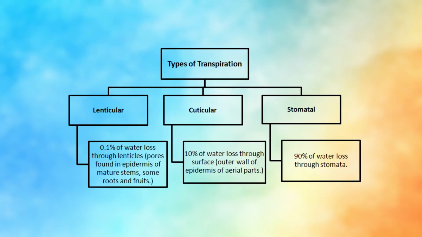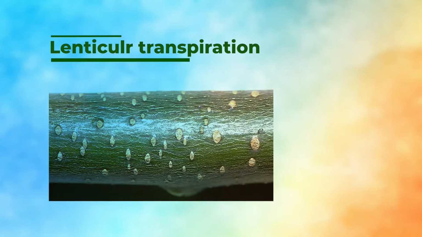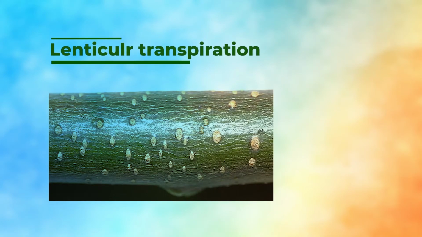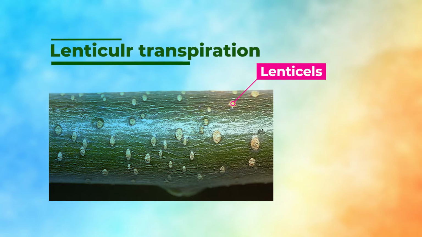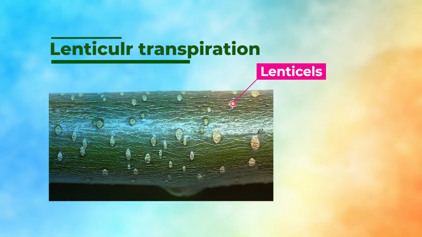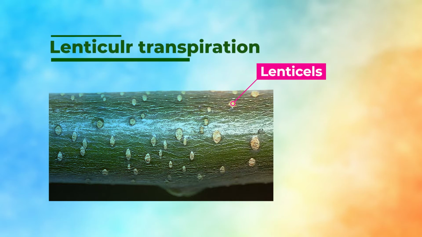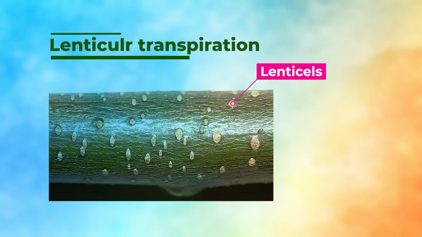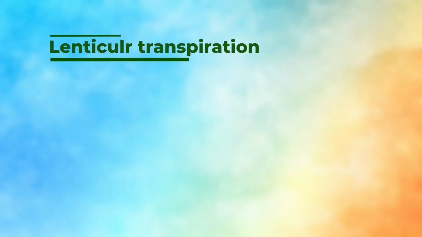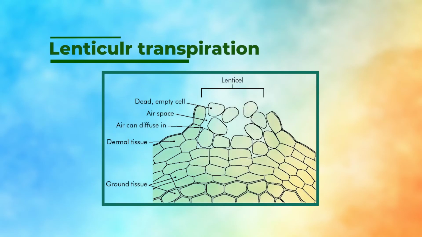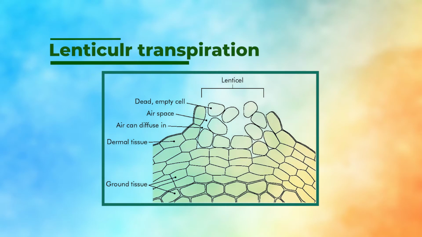First, I want to explain what lenticular transpiration means. A lenticel is an area in the bark where loosely arranged cells are present. They are called complementary cells. Water gets evaporated from these loosely arranged cells. This type of loss of water is termed lenticular transpiration.